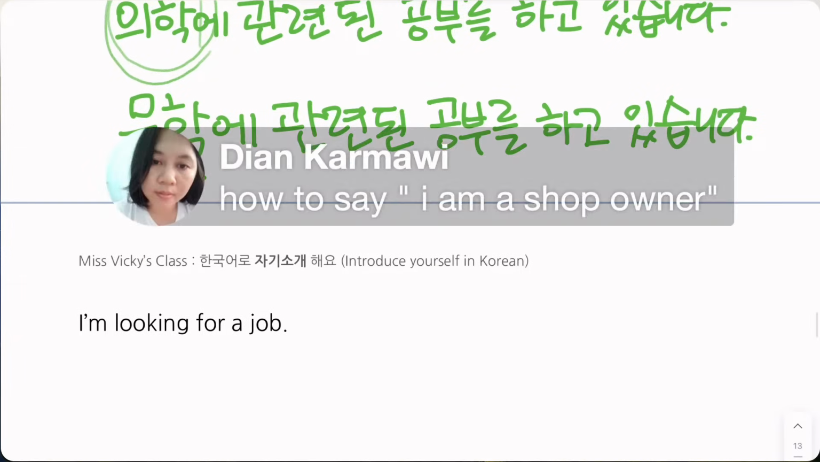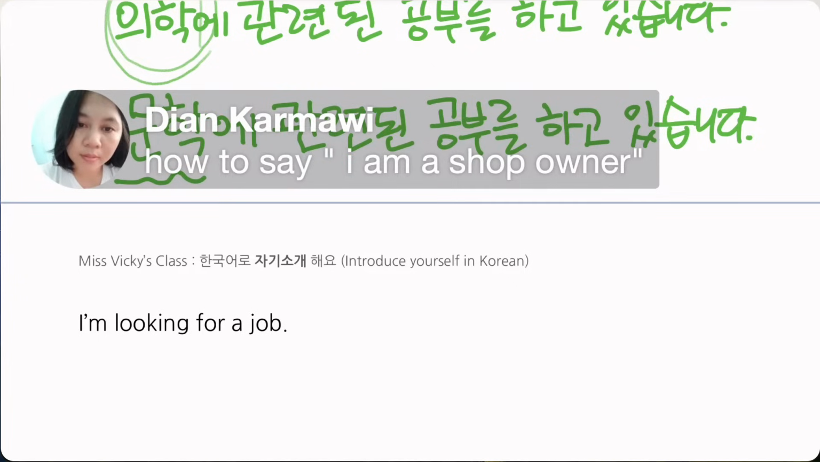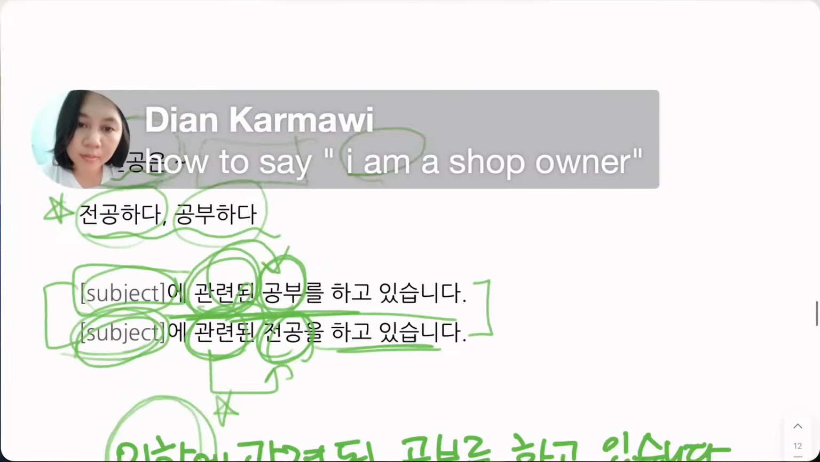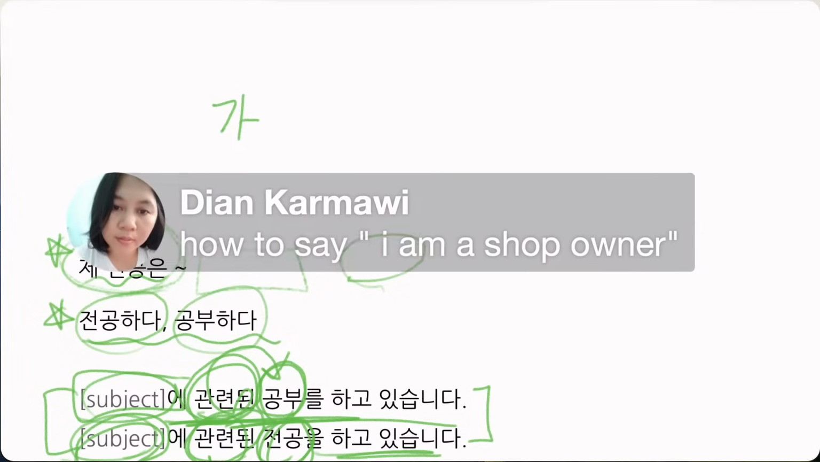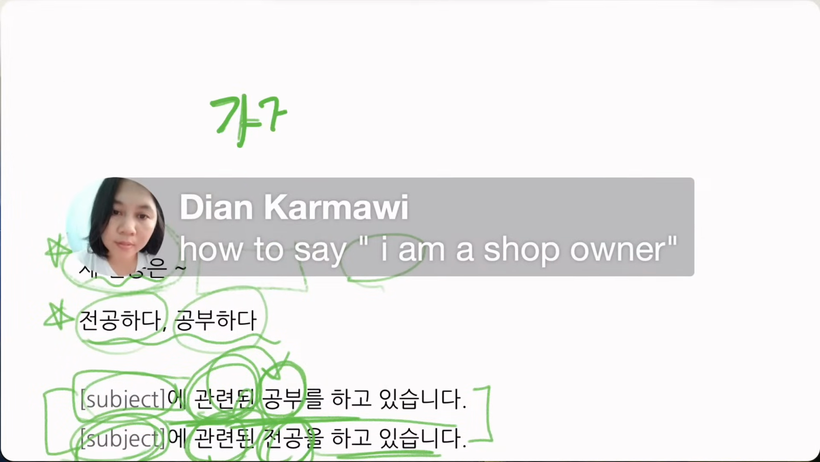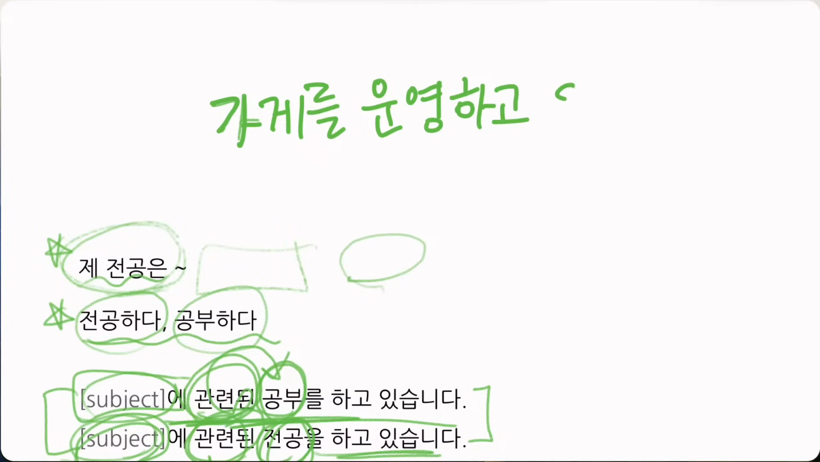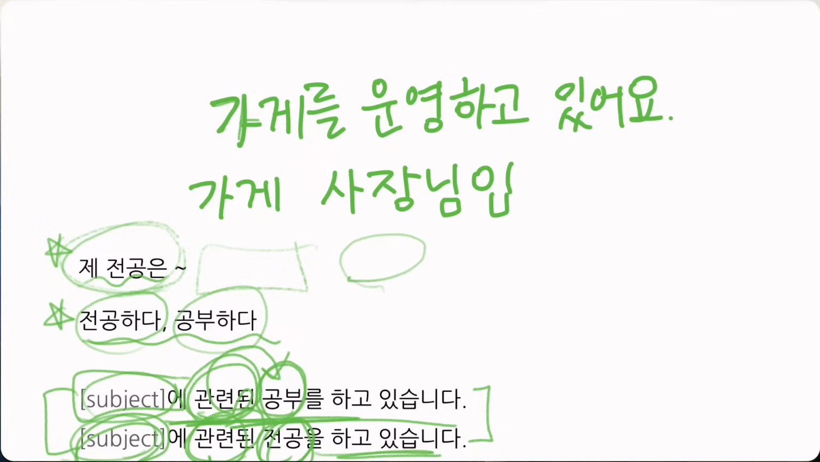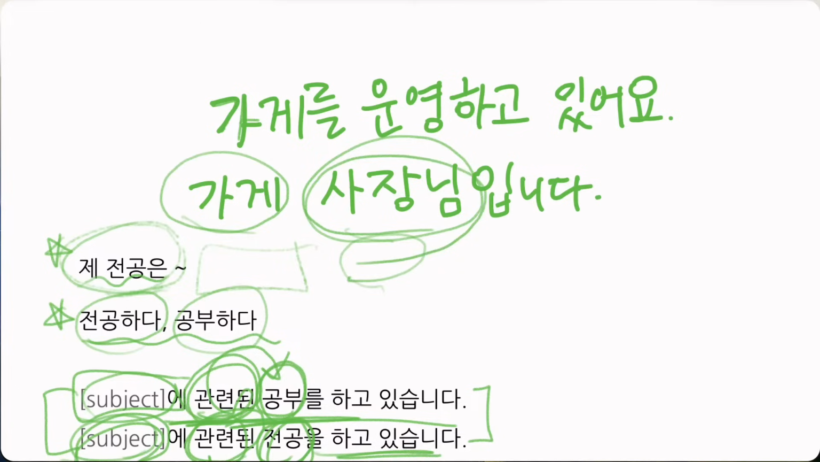그다음에 how do I say I'm a shop owner? 이러면은 you can say 가게를 운영하고 있어요. You can say 가게를 I manage a shop basically. 가게를 운영하고 있어요. 아니면요. You could also say 가게 사장님이에요. 저는 가게 사장님이에요. 사장님입니다. 사장님 has lots of meaning. It means boss or the owner of a place. So store owner, 가게 사장님입니다. Or you can also just say 가게 사장입니다. 가게 사장 or 가게 사장님.